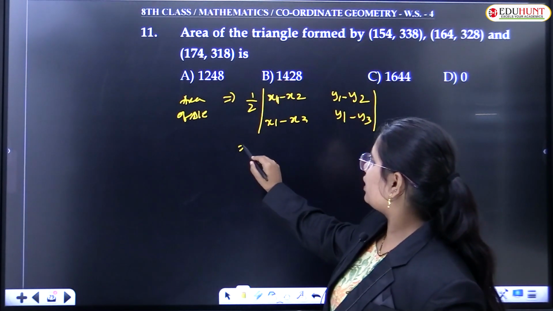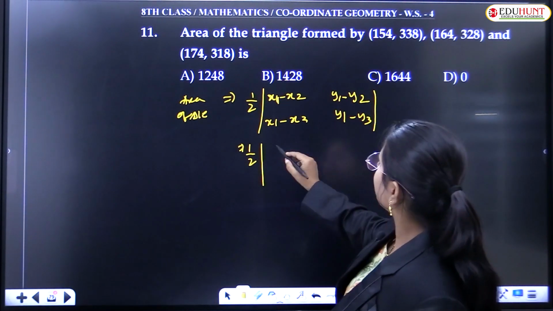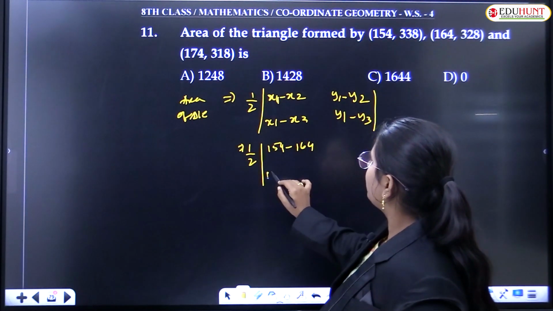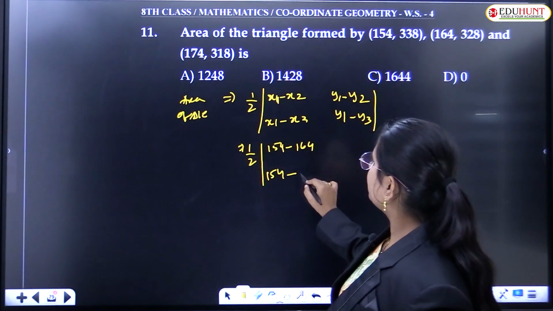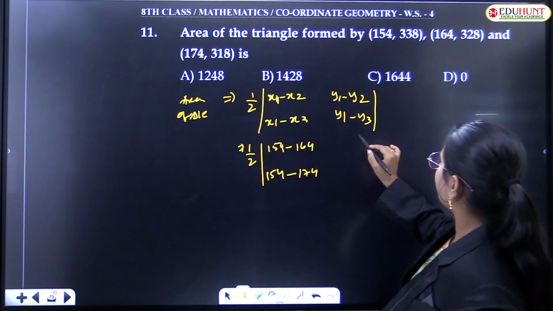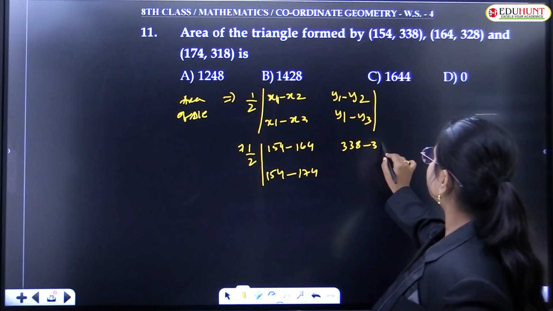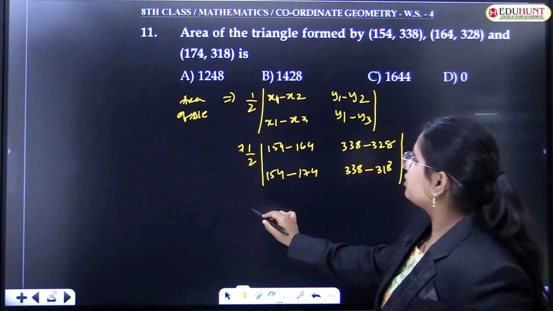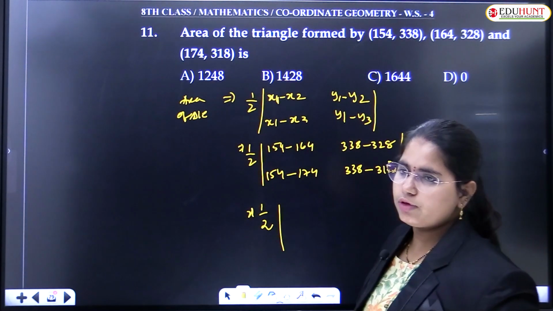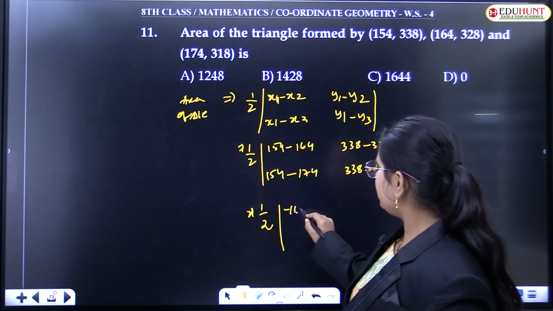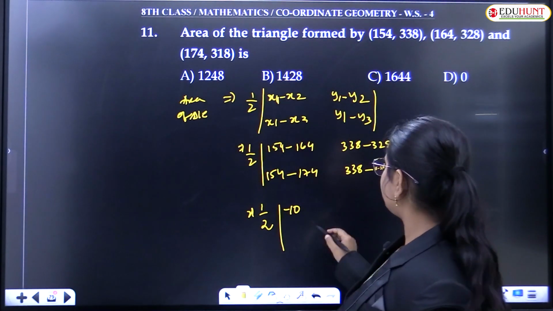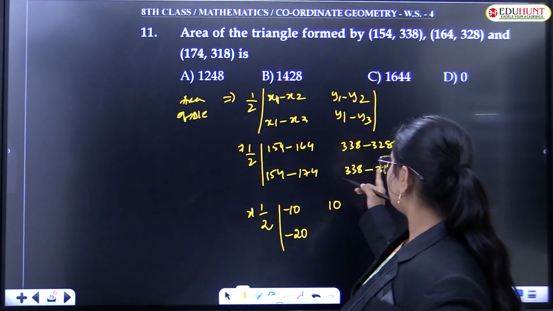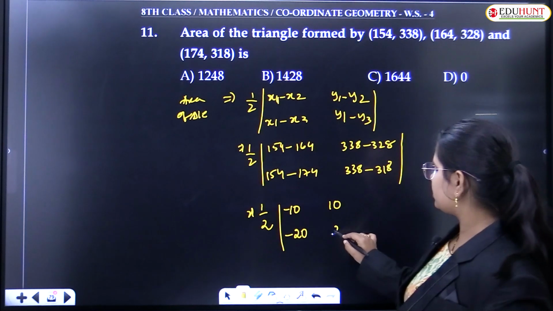So let's substitute all the values here. 1 by 2. What is x1 here? 154 minus, what is x2 here? 164. 154 minus, what is x3? 174. Similarly, what is y1 here? 338 minus 328. 338 minus 318. So half, 154 minus 164 is minus 10 and 338 minus 328 is plus 10. 154 minus 174 is minus 20. 338 minus 318 is plus 20.